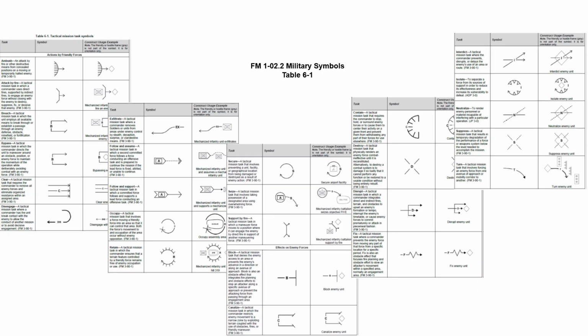Now, all of our symbols come from FM 1-02.2, Military Symbols. If we look in there, there's a nice table, Table 6.1, that gives us our tactical mission task symbols. So they're all together in one spot. It's a nice table the way it lays out the definition, the symbol itself, and then an example in context around other symbols it might fit in with. So we can reference our field manual to find out exactly what all of these are and what the details are. I would highly suggest bookmarking that particular table.